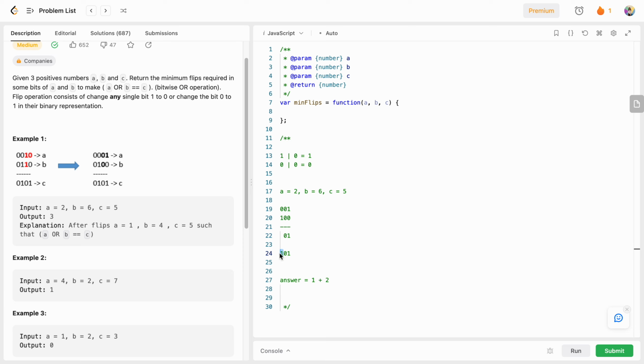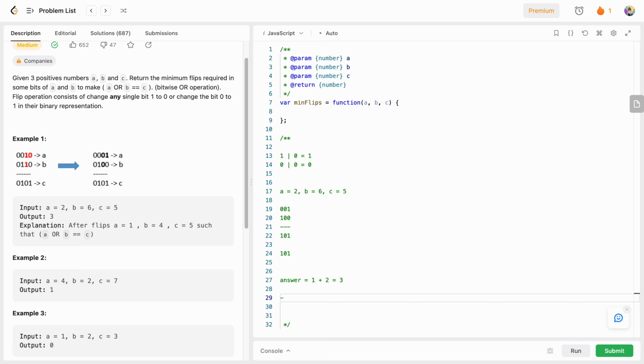Now next we need a 1. The first bit is 1. We have a value 0 and a value 1, so this gives us 1. So we did not have to change the first bit. Now we have our answer. How many bits did we have to change? We had to change only 3 bits. So that is our answer, and that is how we're going to perform the solution. So let me just write this down.